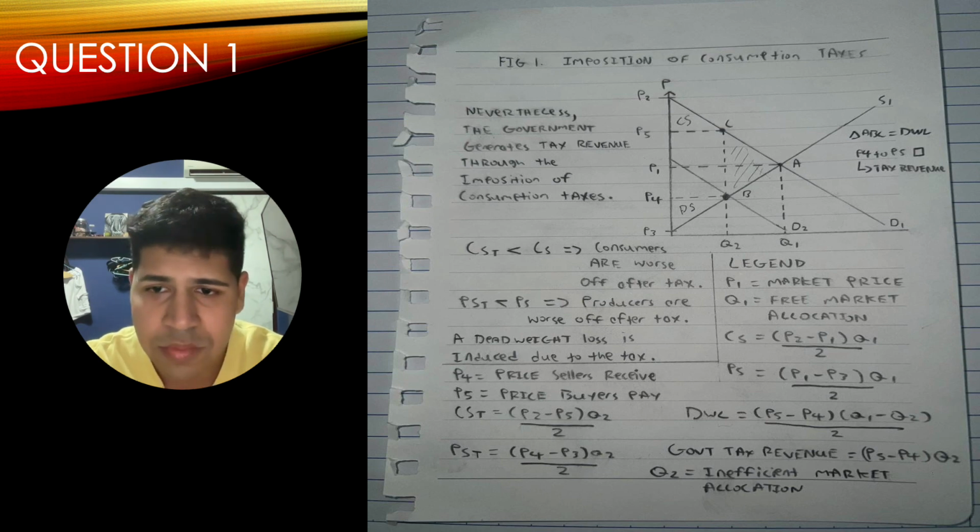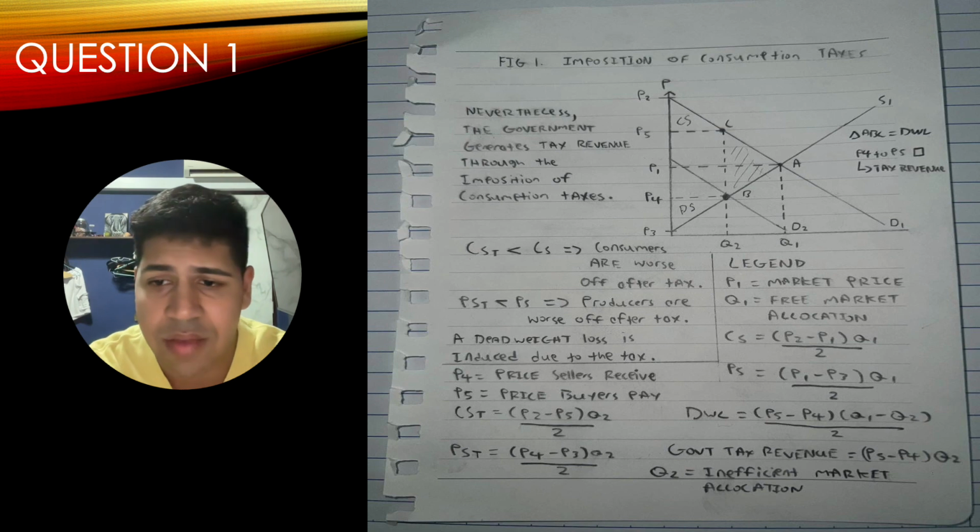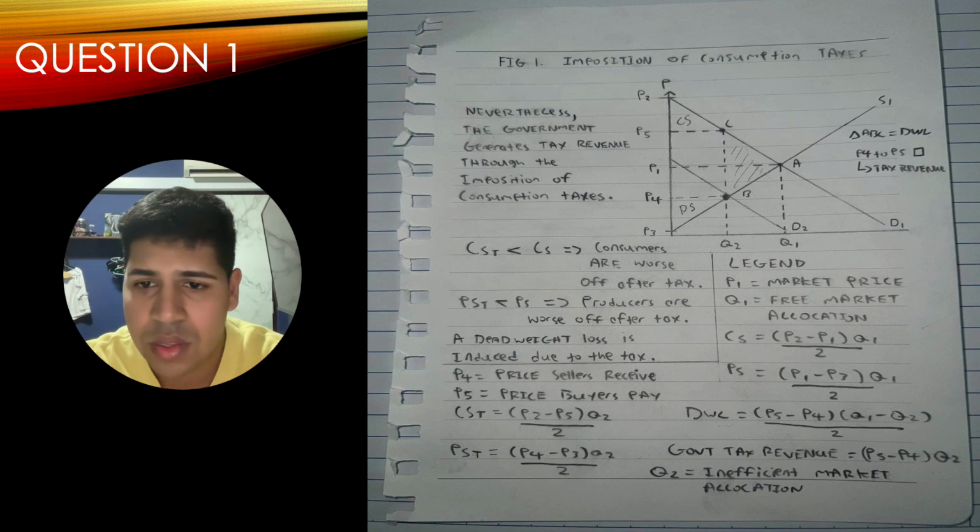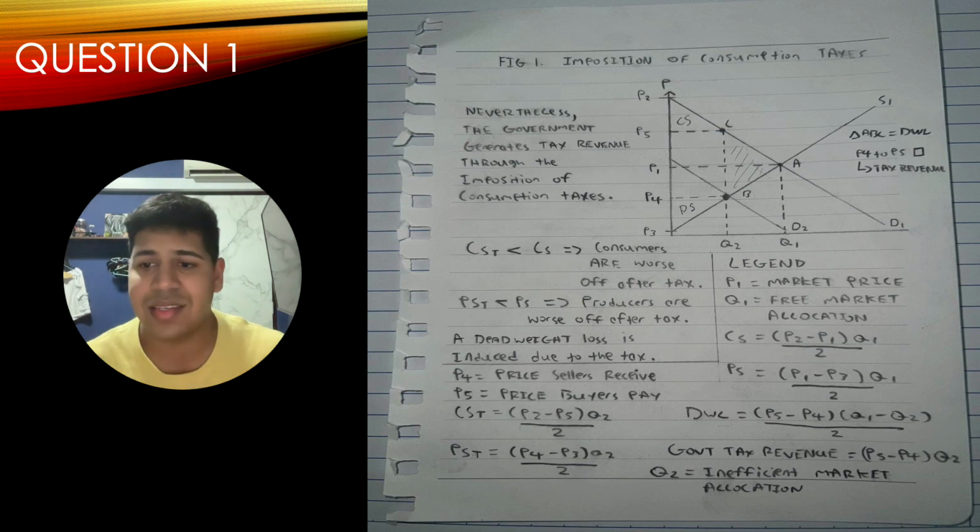So, consumption taxes are a way for the government to generate tax revenue. After the imposition of a consumption tax, consumers are generally worse off. The tax increases the price they pay for the product, reducing their consumer surplus. And the producers are also negatively affected by consumption taxes. Although they receive a higher price for their products, they must also pay taxes on their sales. This reduces their producer surplus.